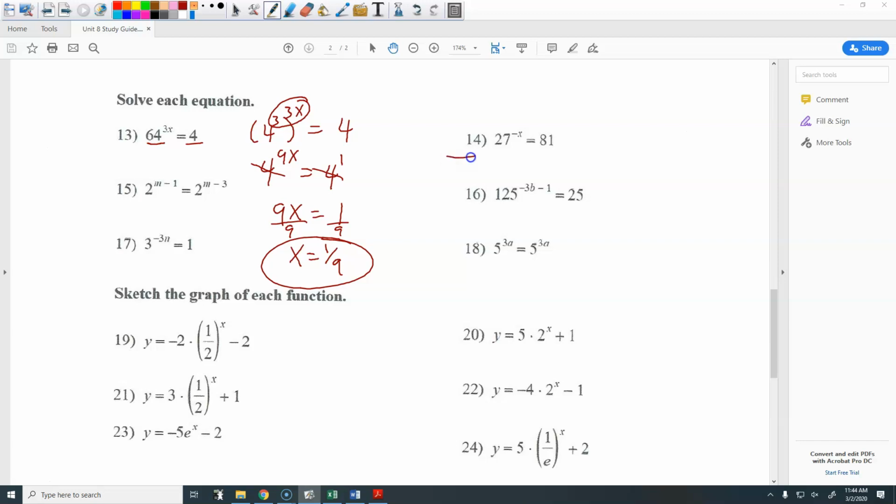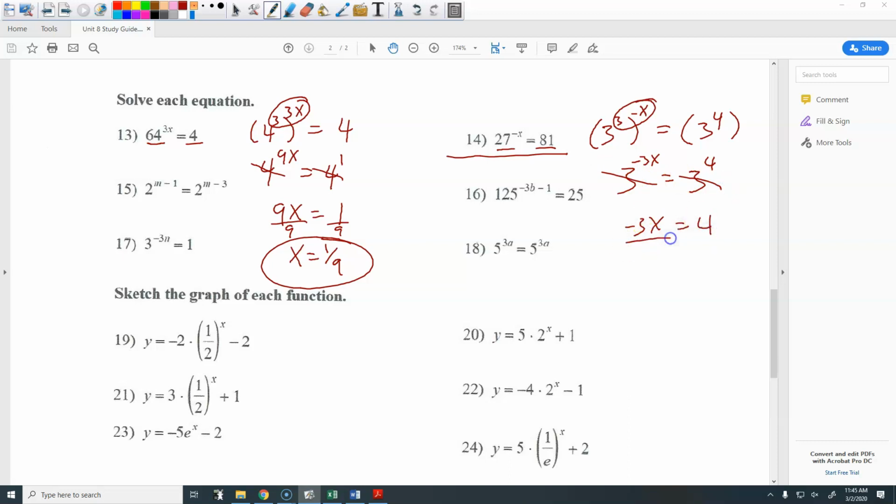Number 14. So 27 and 81. In this case, we have to change both of the bases. Both of those numbers can be changed to be a power with a common base. And the common base is 3. 27 is 3 to the third power, and 81 is 3 to the fourth power. Multiplying those, we get the following. And once you get the bases to match and have everything simplified, you go and drop off your bases there, and you're good to go.